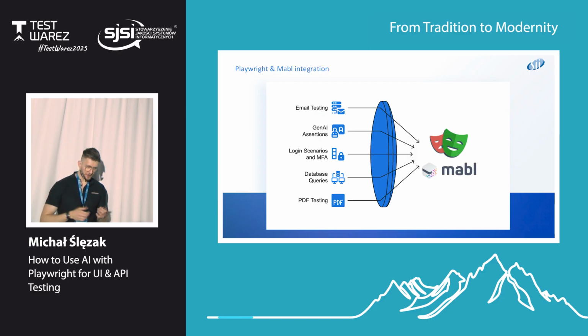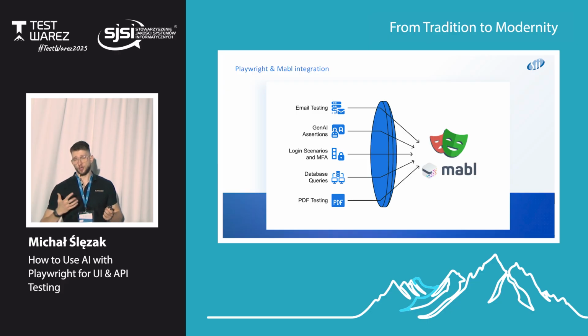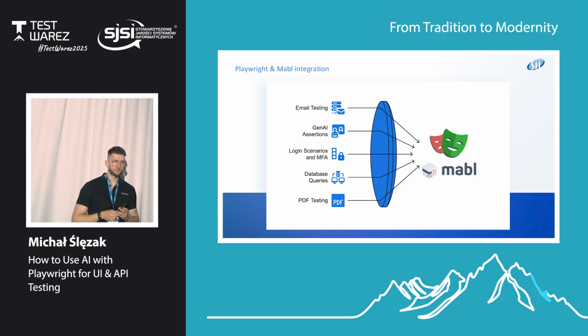All right. Another interesting idea for how we can use Playwright is to integrate it with, for example, Maple. Maple is a local solution which is built on Playwright, so we don't need to use code to generate test automation. And what is interesting are the AI capabilities for doing assertions for PDF files and some images.